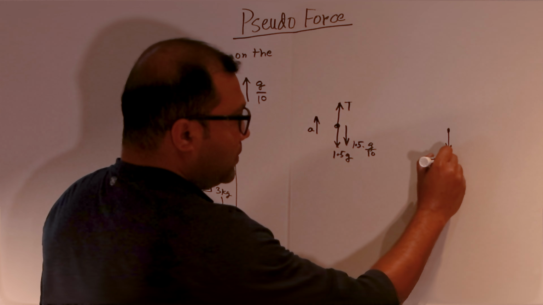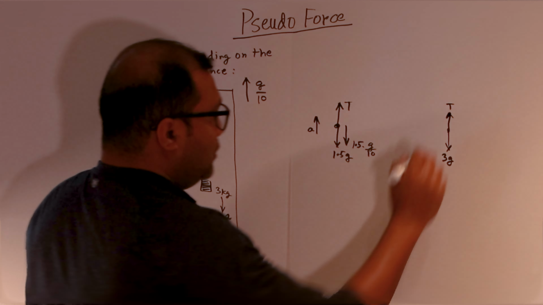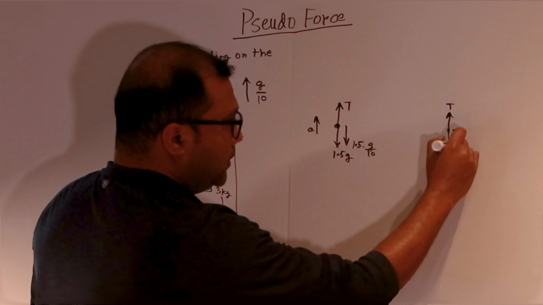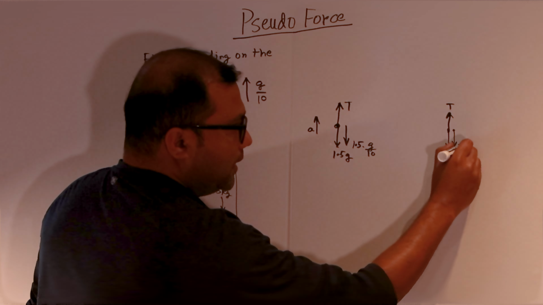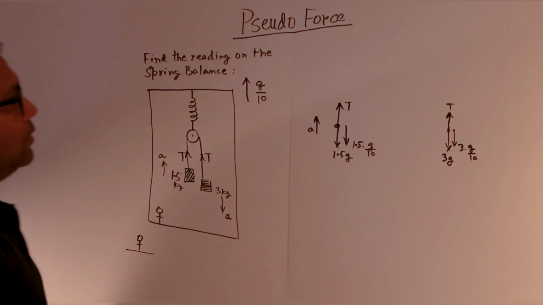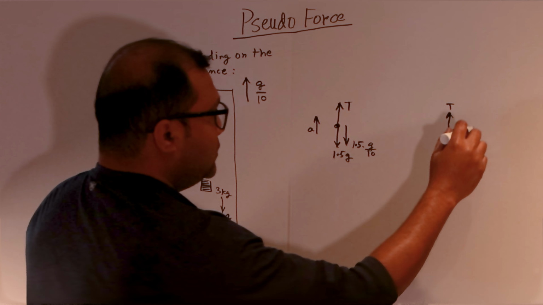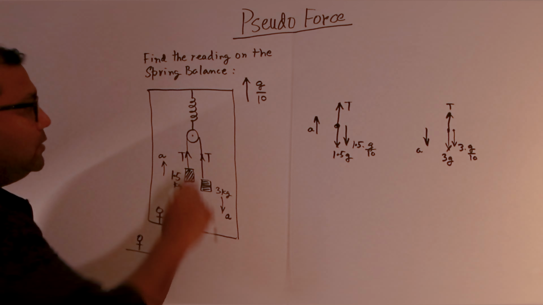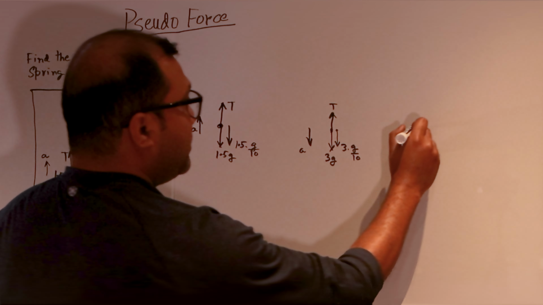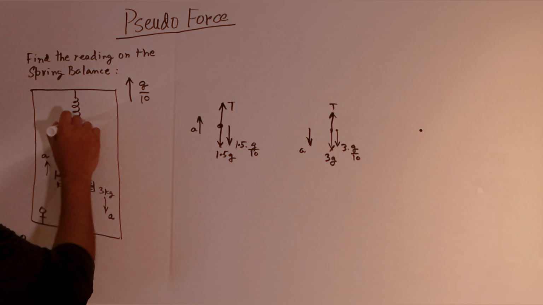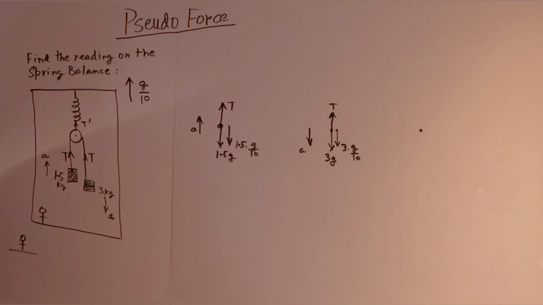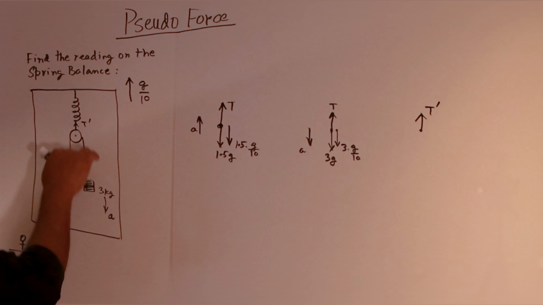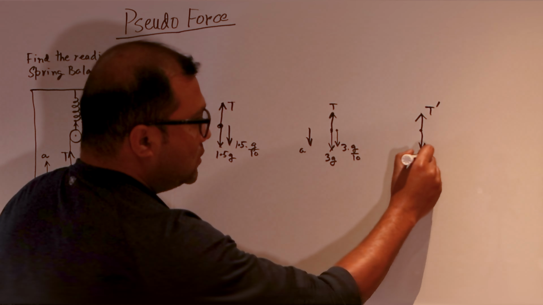So 3g, we have tension. We have to introduce a pseudo force in the downward direction, but for this one the pseudo force would be 3 times g by 10. And then this guy is going down with an acceleration a. Now let's also look at the free body diagram of the massless pulley. Let's say this tension is T dashed. So there is tension T dashed, and then it is supported by 2 tensions in the downward direction, so 2T.